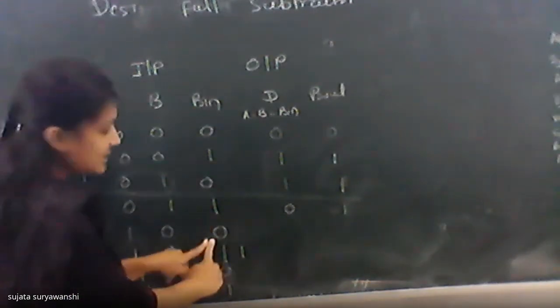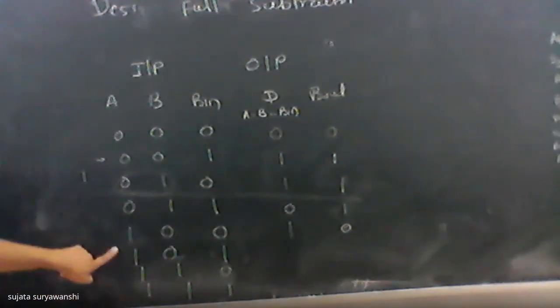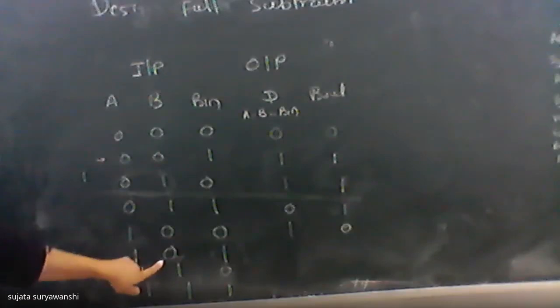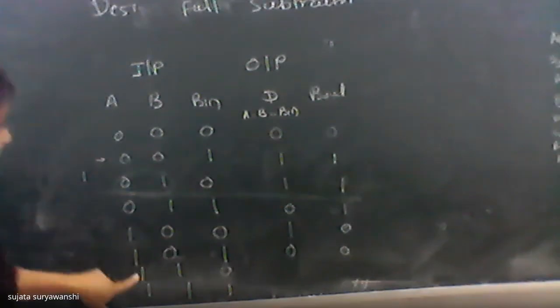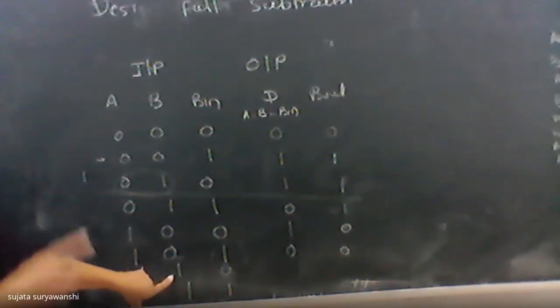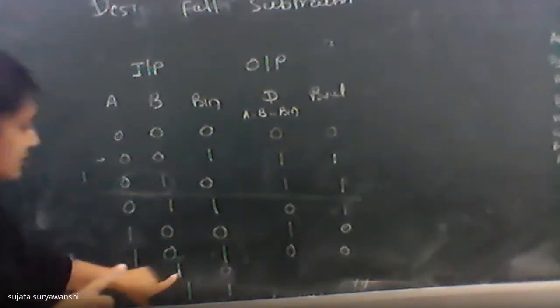After this, 1 minus 0, difference 1, borrow 0. Next, 1 minus 0, difference 1, borrow 0. 1 minus 1, difference we are getting 0, borrow is also 0. Next combination, 1 minus 1, difference 0, borrow 0. 0 minus 0, difference 0, borrow is also 0.